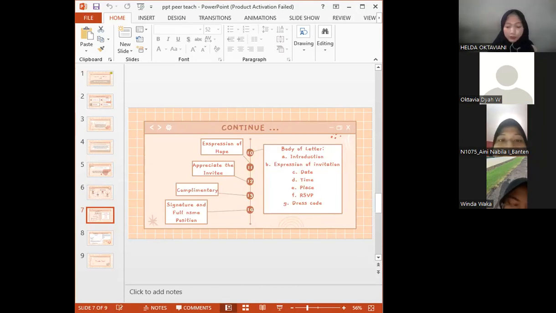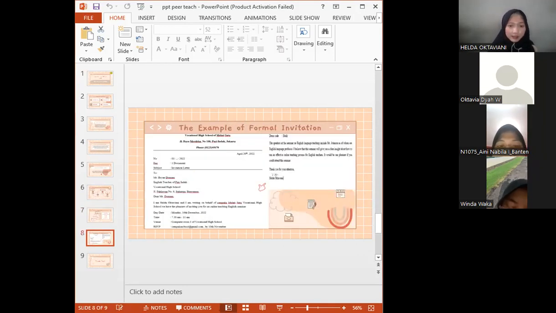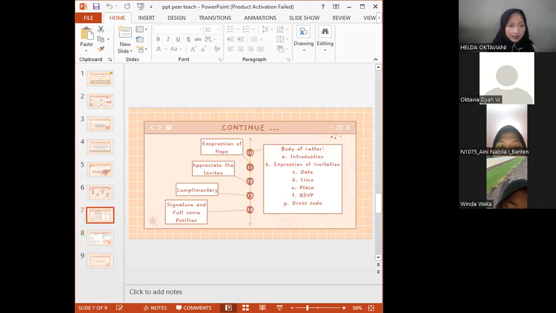Point A is introduction. You can mention your name, who you are, and why you are writing the letter. You can also mention your position in your company or organization. And point B, expression of invitation.